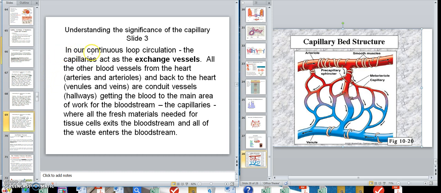Okay? In our continuous loop, the capillaries act as the exchange vessels. All the other vessels, to and fro, act as conduit vessels, getting the blood to the main area for work. So this would be a capillary bed here. All right. So that's where you're going to. Now that means there are millions and millions, I should say billions, of capillary beds. Now let's concentrate on this capillary bed here.